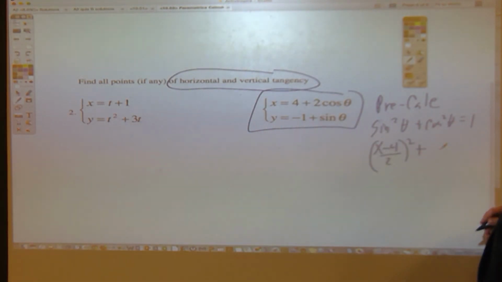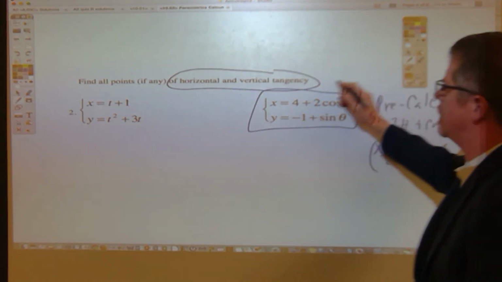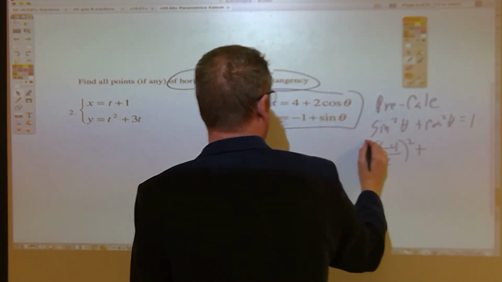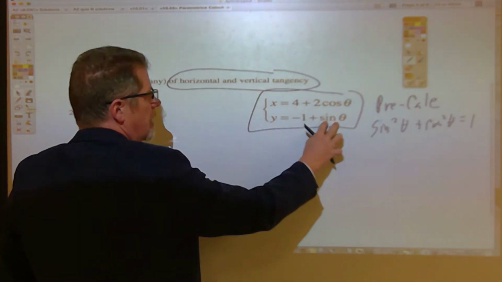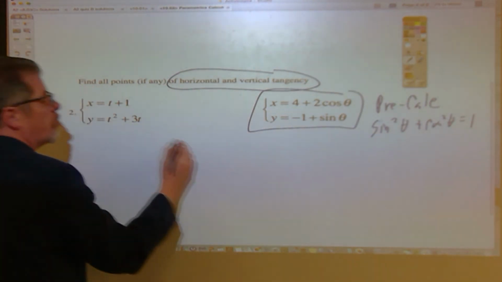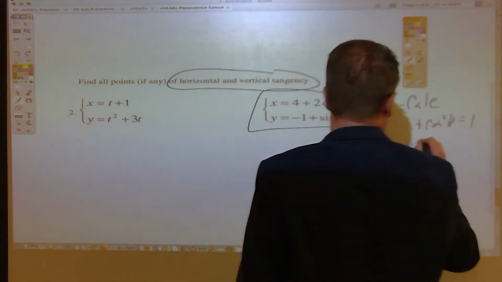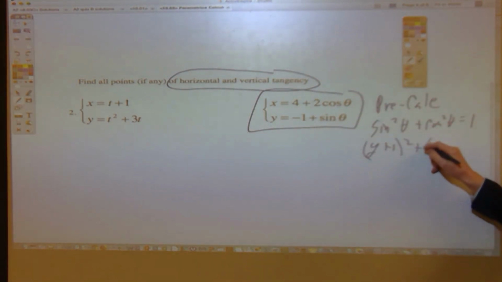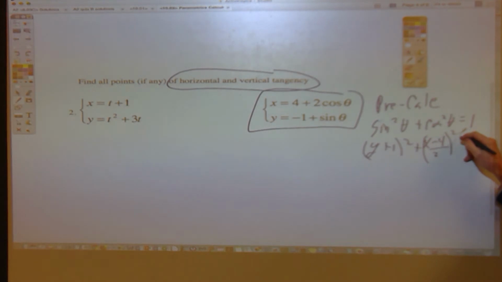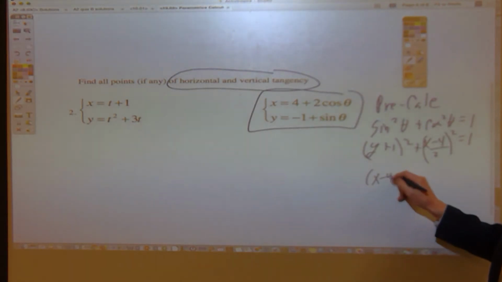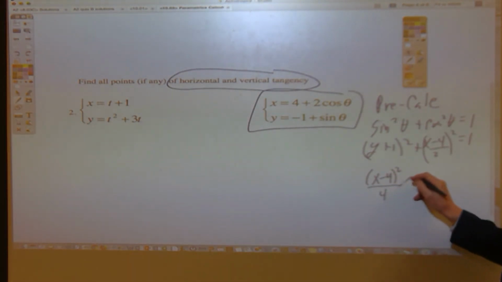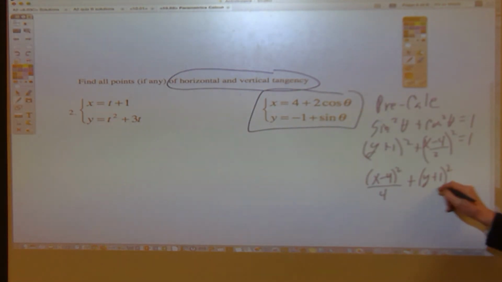For cosine, whoops, I think I got that mixed up. I'm going to erase that because that's sine. Yep, I got the other one in there. So when you solve for sine, you get just y plus 1. So it's y plus 1 quantity squared. When I solve the first one for cosine, I get x minus 4 over 2 quantity squared. This is an ellipse. To clean it up a little bit, it's x minus 4 squared over 4 plus y plus 1 squared over 1 equals 1. This is an ellipse centered at the point 4 comma negative 1.